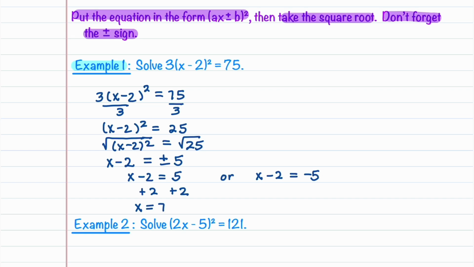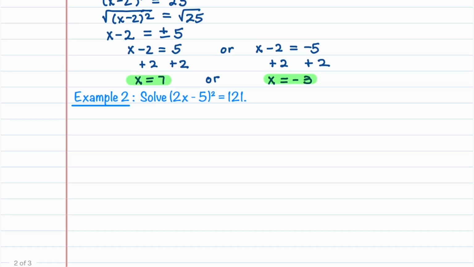Now let's look at our equation on the right. We're again going to add 2 to both sides, and this gives us x is equal to minus 3. And let's put an or here. Our solutions then are x is equal to 7 or x is equal to minus 3. Let's now look at our second example.